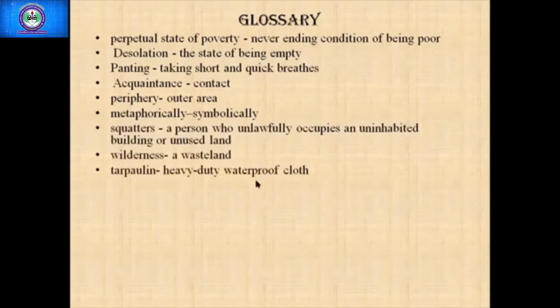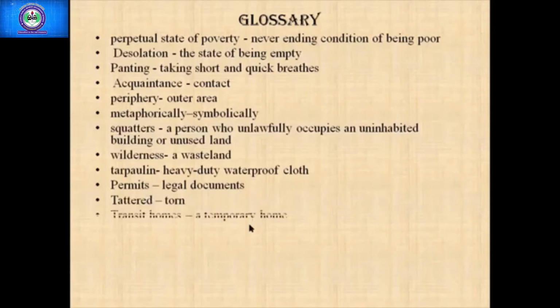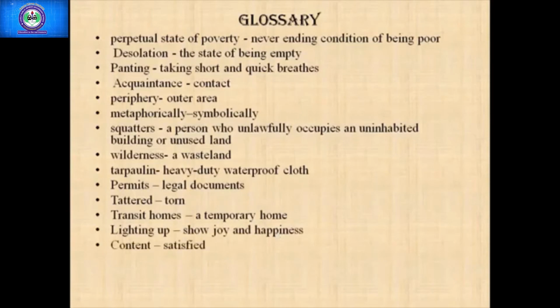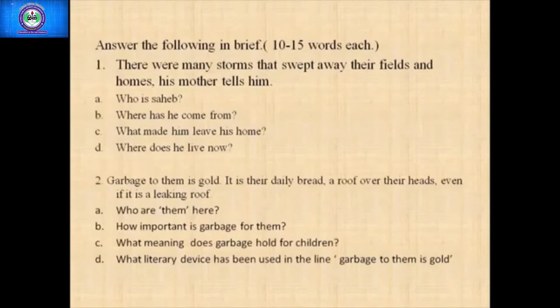Wilderness, a wasteland. Tarpaulin, waterproof cloth with which they make their tents. Permit, legal document. Tattered, the women wear tattered saris, torn. Transit homes, a temporary home. Lighting up, show joy and happiness. Content, satisfied. Discarded, thrown away. Bother, worry.